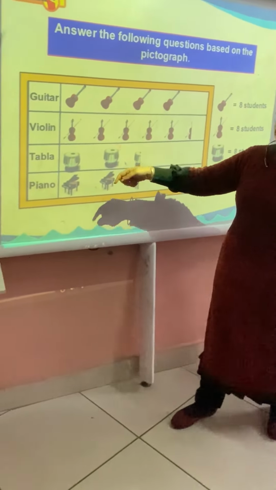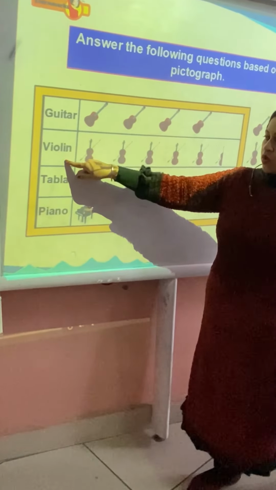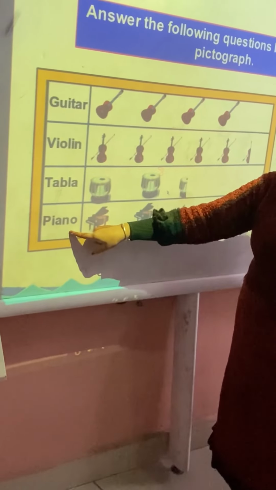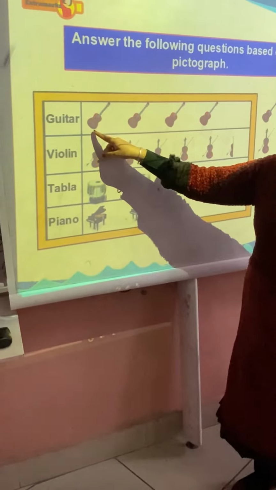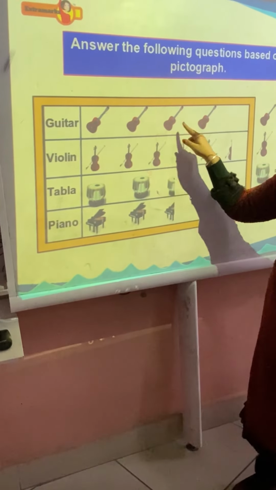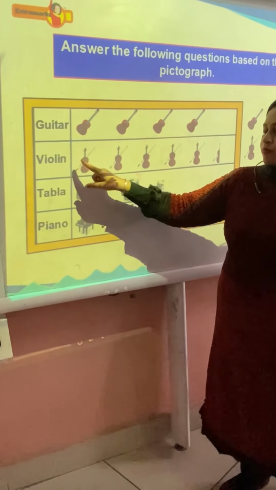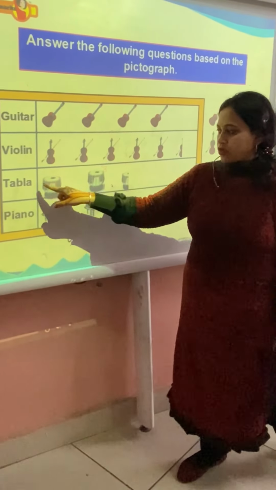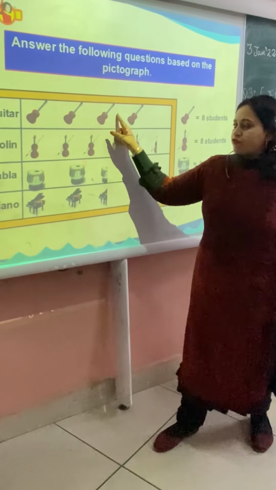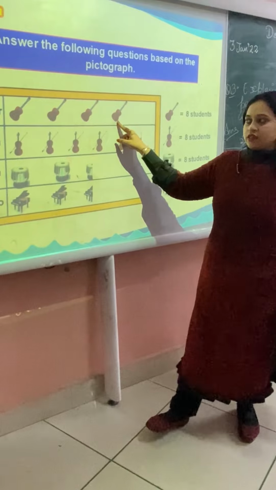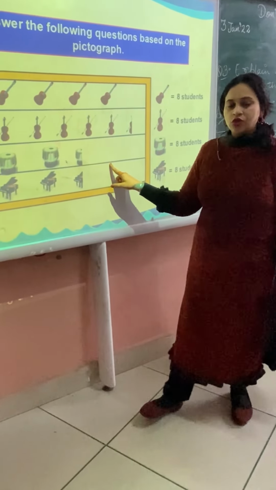Look here. Here it is given in words: guitar, violin, tabla and piano. But the numbers are not given here. Here it is represented in the form of pictures. This is the picture of a guitar, this is the picture of a violin, this is the picture of a tabla and this is the picture of a piano. Here the full data is represented in the form of pictures, so it is called a pictograph.